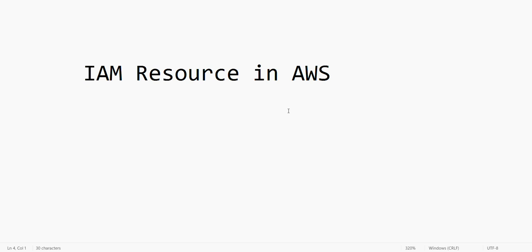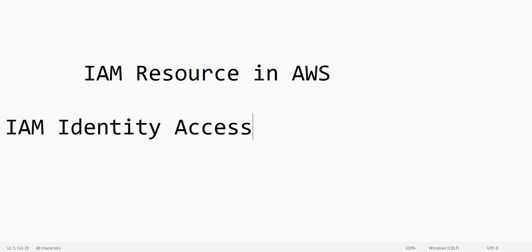Hello, in this video we are going to learn about the IAM resource in AWS. IAM stands for Identity Access Management. From the name of the resource itself, we can tell that it is related to access and management of the resources.